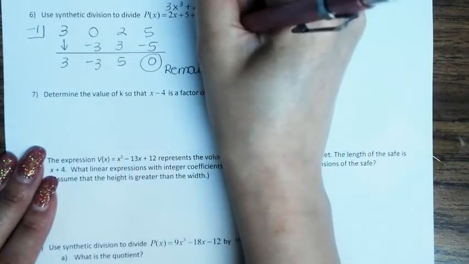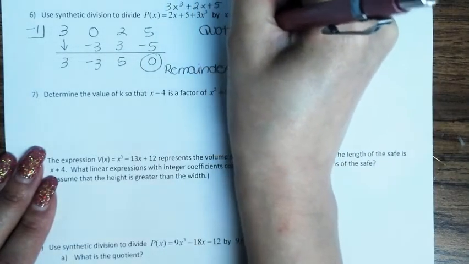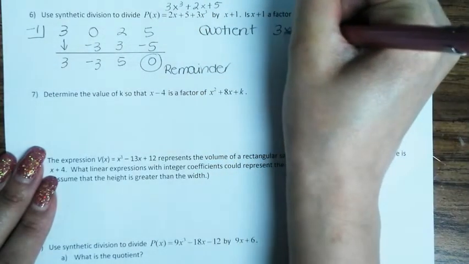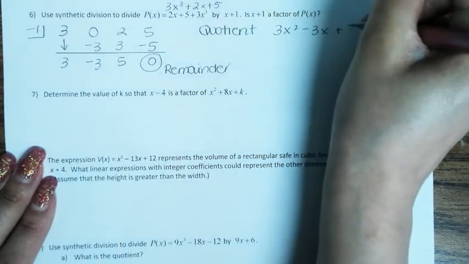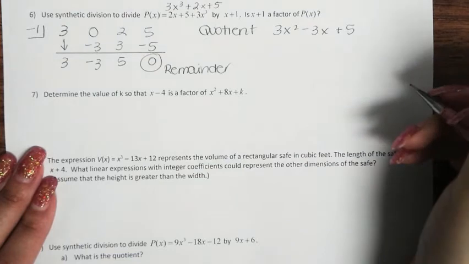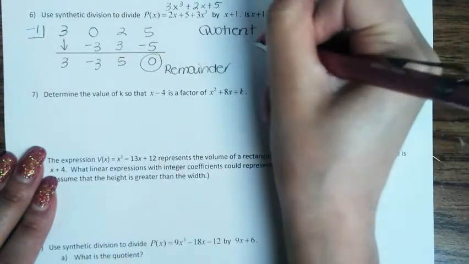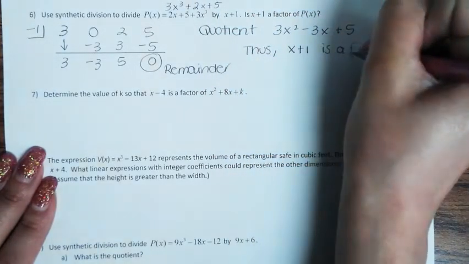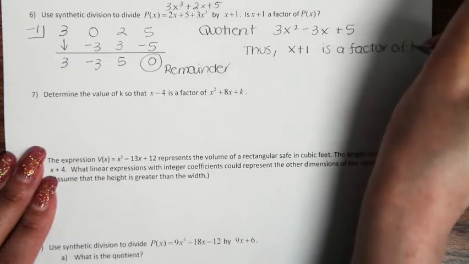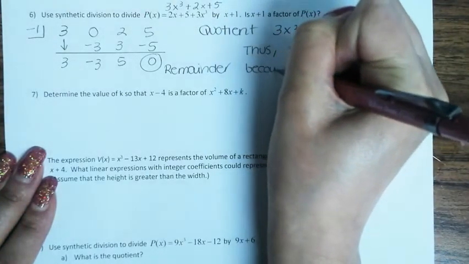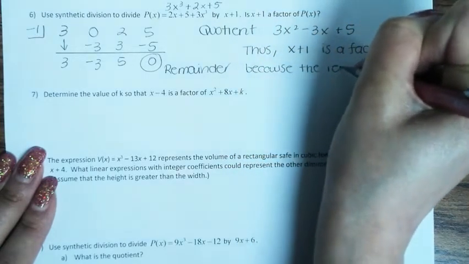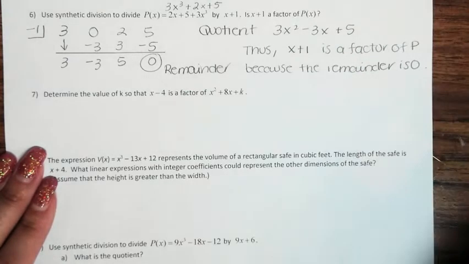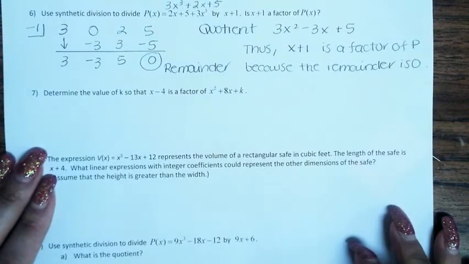Okay, moreover, you want to write the quotient, and when you write the quotient it is again very beautiful in this situation, because you have that the quotient is going to be 3x squared minus 3x plus 5. Okay, so that's going to be your quotient. Okay, in addition, you're going to conclude thus x plus 1 is a factor of p because the remainder is 0. Okay, so with that you are done with number 6. Okay, so let's move on to number 7.